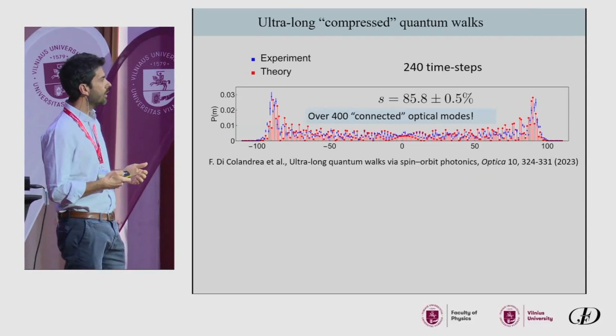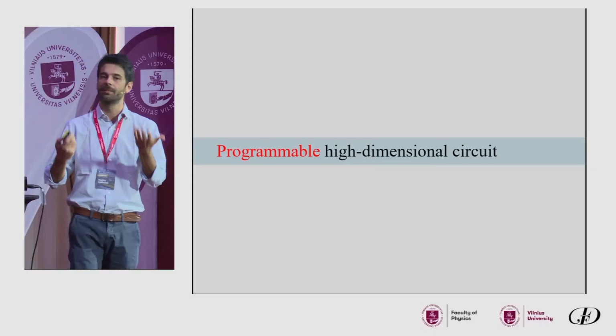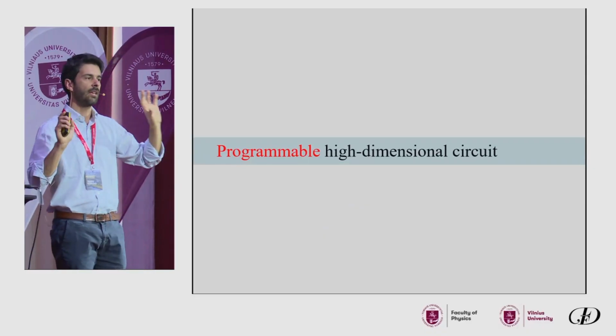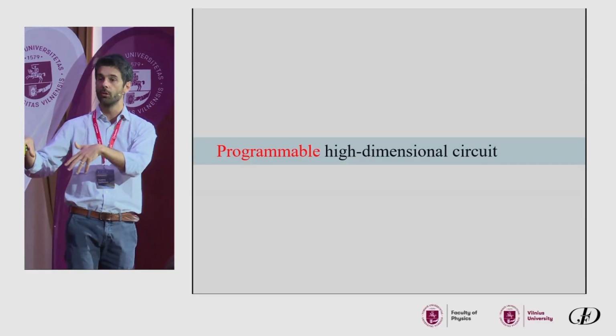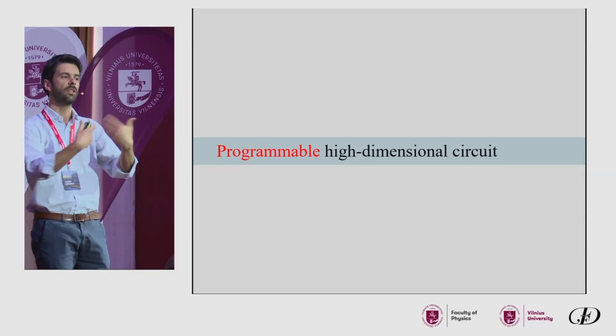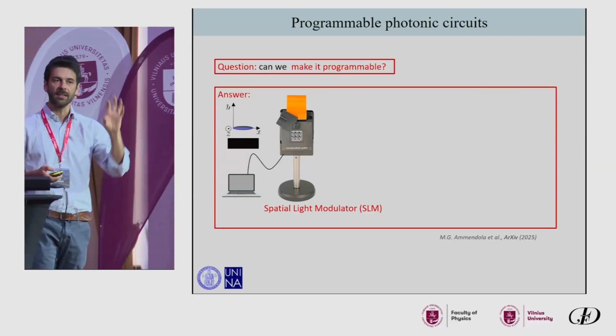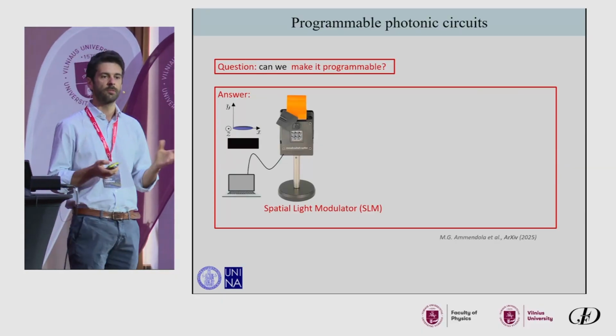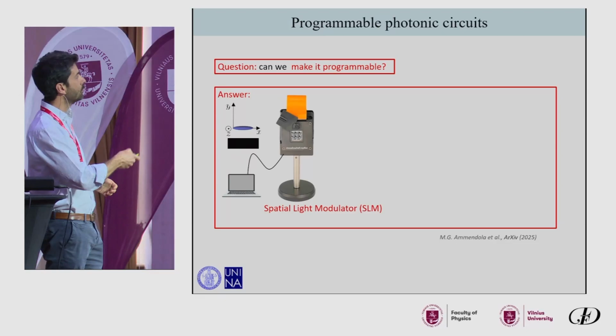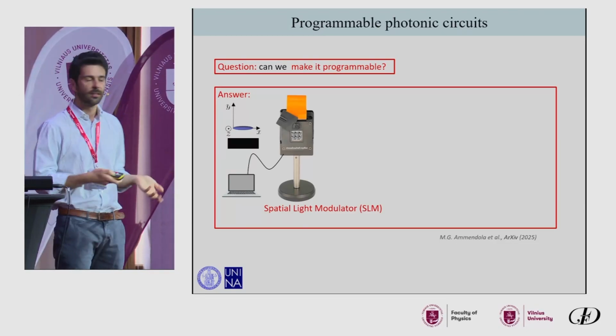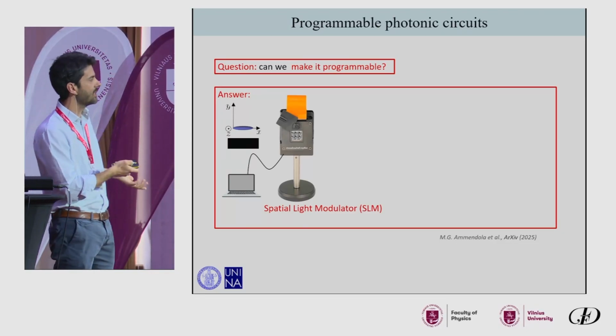So we wanted to realize something programmable. You have your setup, the setup is there, you change some parameters remotely, and you change the unitary without the need of changing the setup. To do so, we replaced our liquid crystal devices with spatial light modulators. A spatial light modulator is a commercial device. It's something like this. This is just one example.